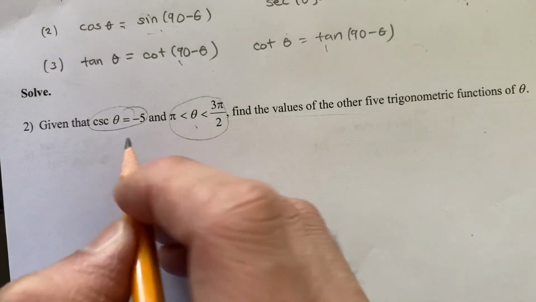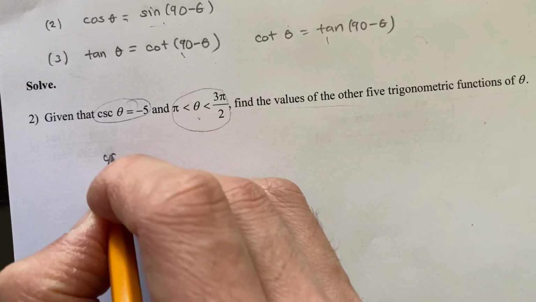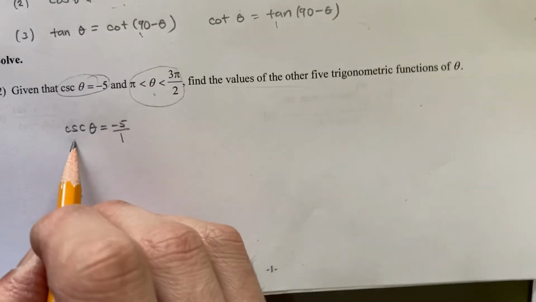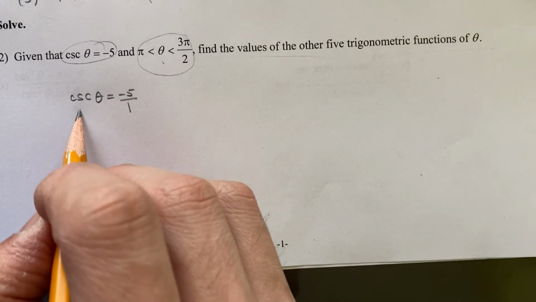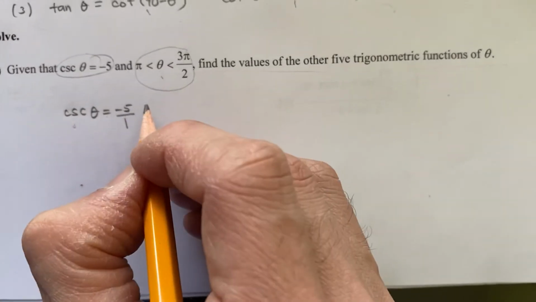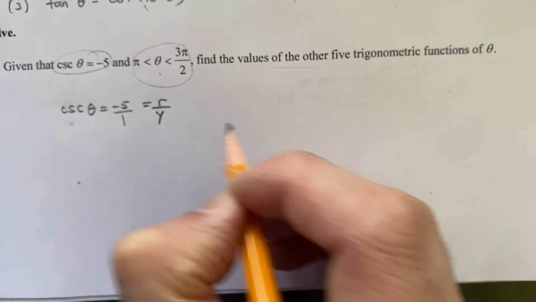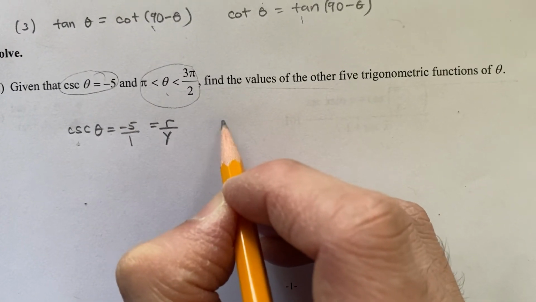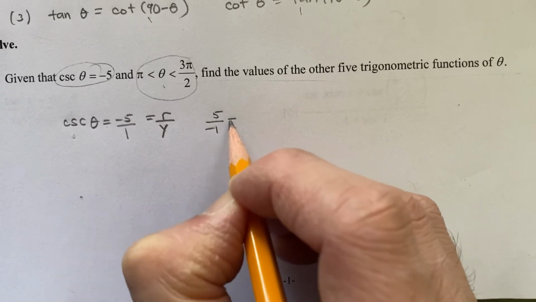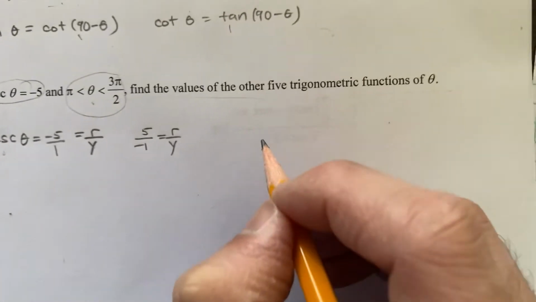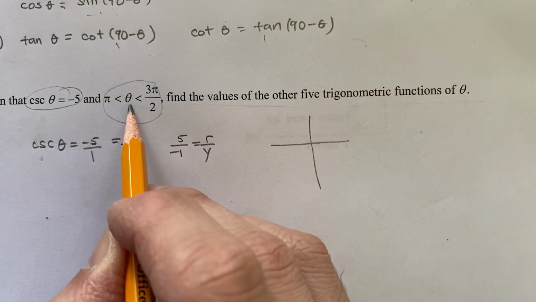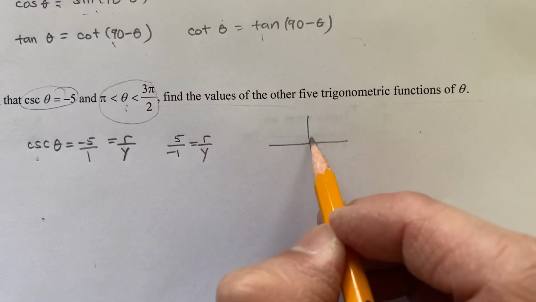So they tell you that cosecant theta is -5. Cosecant theta, we said, is the reciprocal identity of sine, right? 1 over sine is cosecant, and sine is y over r. Cosecant is r over y. You may want to bring this negative down right here, right? 5 over -1 is r over y. And the way I showed you how to do this in class, right? We're told that theta is in quadrant number 3, is to draw the right triangle.